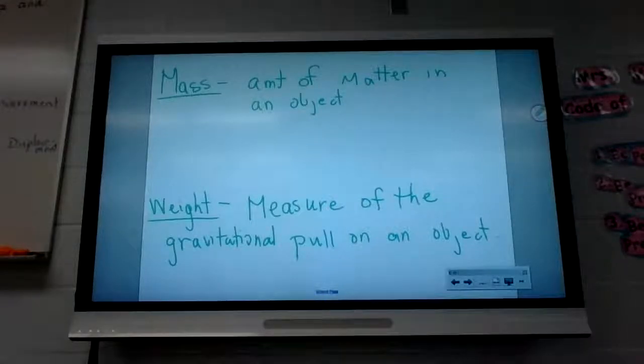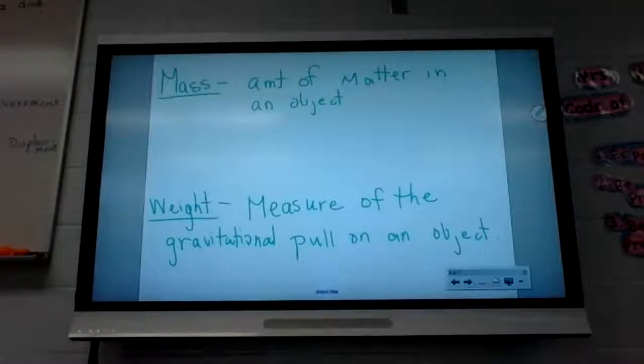What's the difference between mass and weight? You got to go. Y'all don't talk loud enough for me to hear that thing. All right, what's the difference between mass and weight? What'd you say, Franco? Weight is based on gravity. Okay, weight is based on gravity, but that's not the answer. Anybody else?